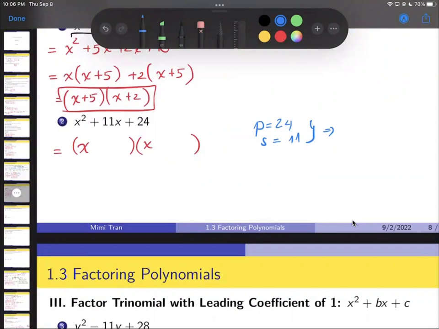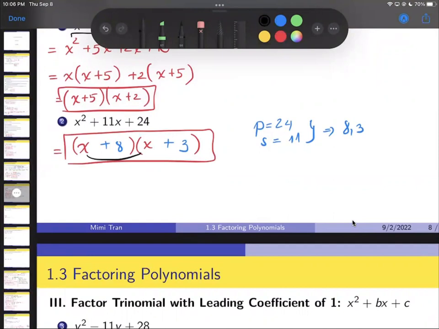All of a sudden I'm blank. 8 and 3, right? So here it must be positive 8 and positive 3. That's your answer. Right? And then you can check: x times x is x squared. I got 3x and I got 8x, which is 11x. And then the last one, 8 times 3 is 24. So it checked. You can always check and erase that.